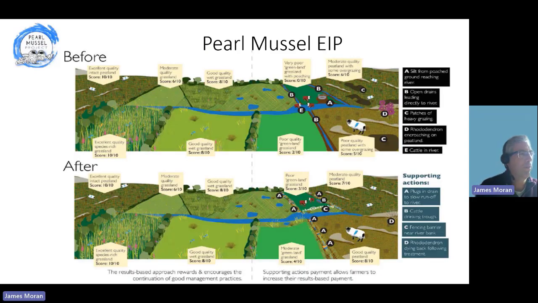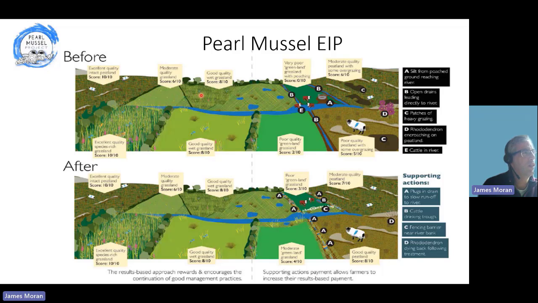So this is a theoretical example of a before and after farm. You can see there's some areas here on the farm. On the top here, there's an excellent quality, intact peatland with extensive grazing on it. It's scoring a 10 out of 10. There's an area here that's not scoring as well. This peatland area of the farm has some patches of heavy grazing and bare ground. That's a moderate quality peatland. You also have some issues here with invasive species such as rhododendron in this area.